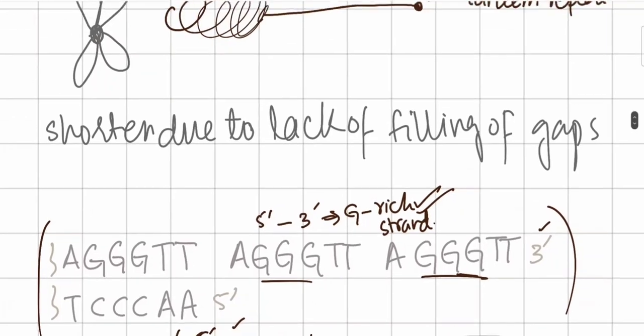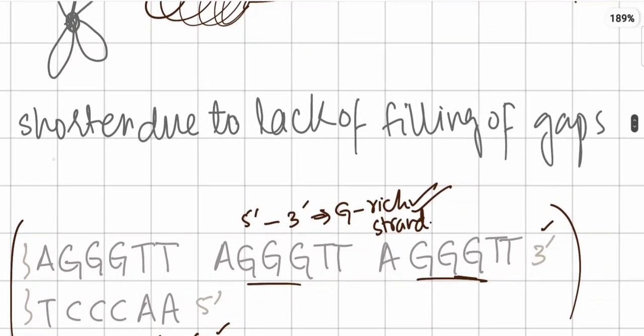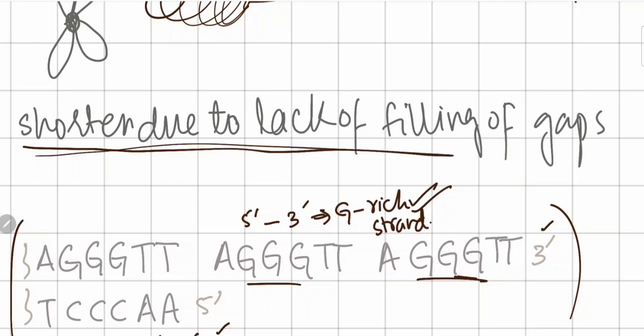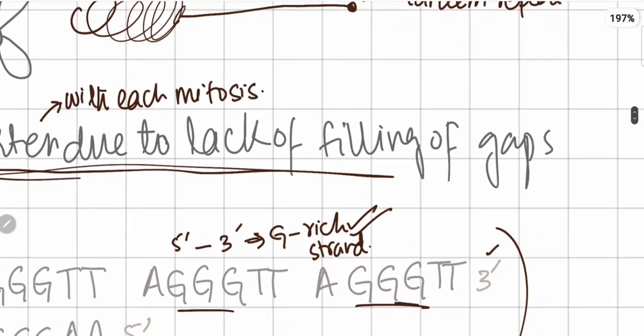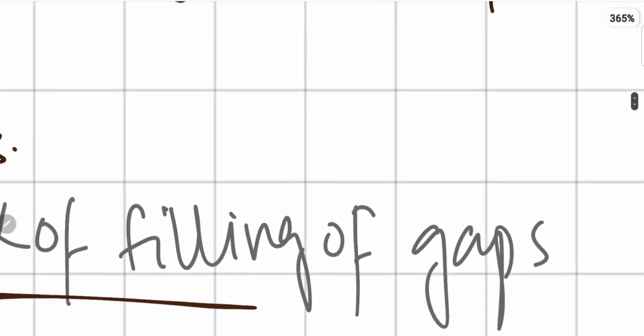Now, it's important to know that they shorten with each mitosis. Now, why does this happen? Because of lack of filling of gaps. I'll tell you what that means. I'm going to zoom in here.